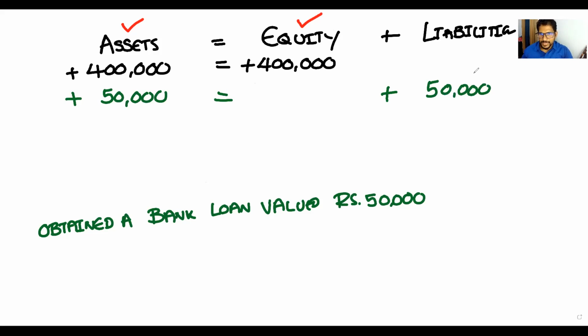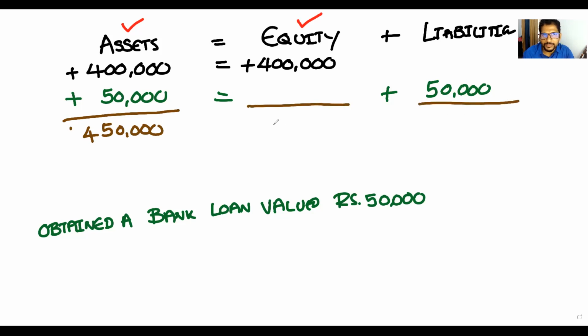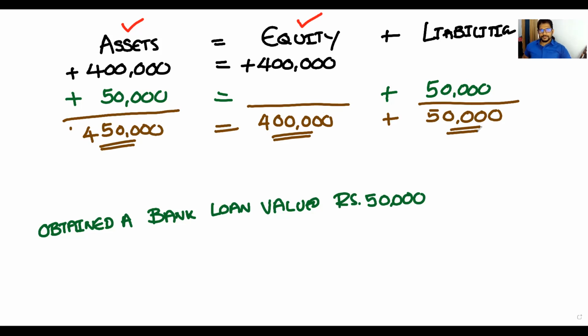Let's take the additions and see whether this equation tallies. Assets, what is the addition? 450,000. Equity and liabilities balance. What is the total equity? 400,000. And liabilities? 50,000. See? Assets equal the addition of equity and the liabilities.